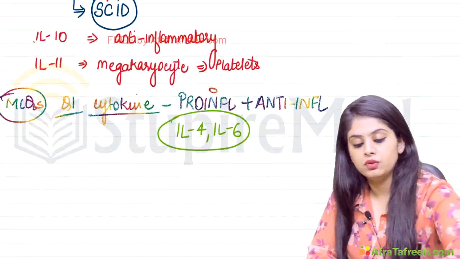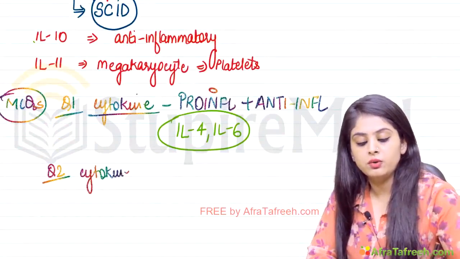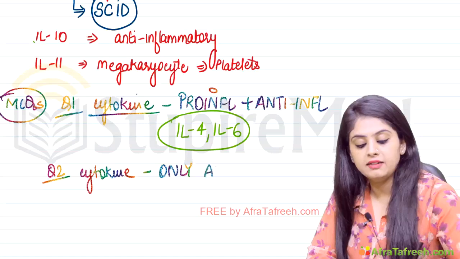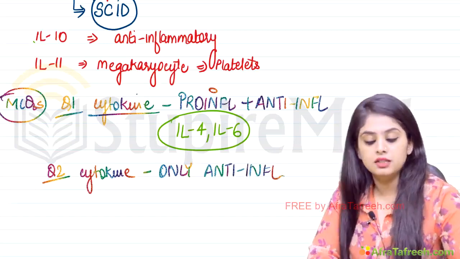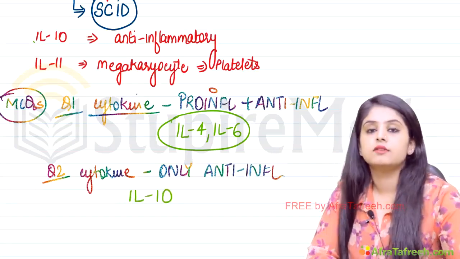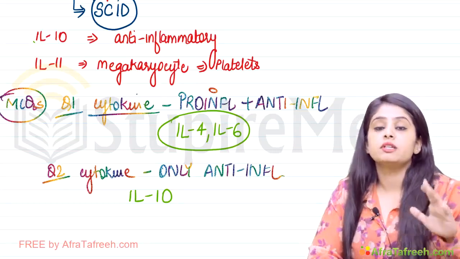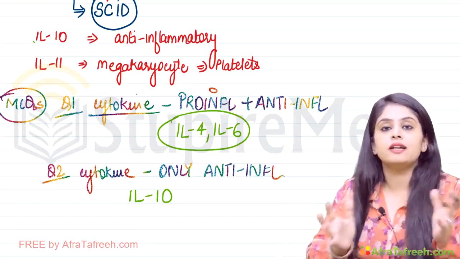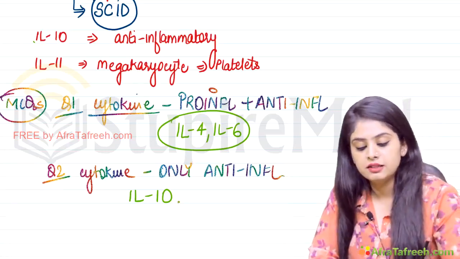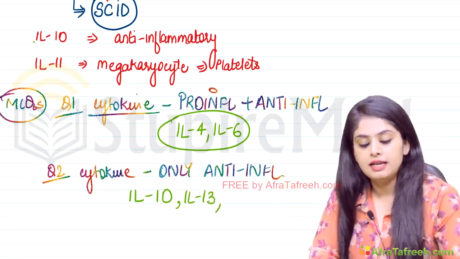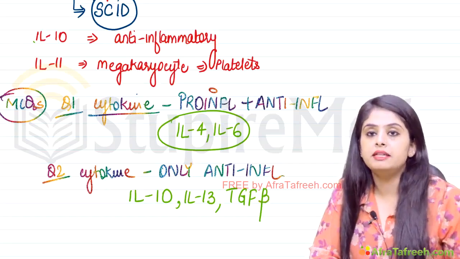Question number 2. If you are asked, is there any cytokine which is going to have only and only anti-inflammatory action? So we just did a list of cytokines, one particular actually, that was interleukin 10, which had only anti-inflammatory action. 4 and 6 also have anti-inflammatory action, but they also have a pro-inflammatory action. So they can act as per the need of the body, but 10 has solely an anti-inflammatory action. Other than this, interleukin 13 as well as TGF beta, transforming growth factor beta.